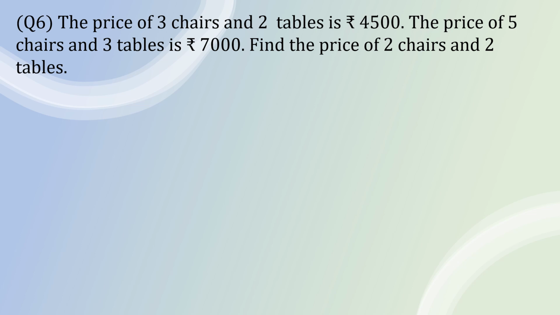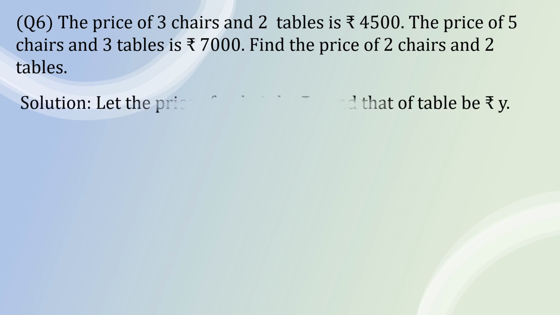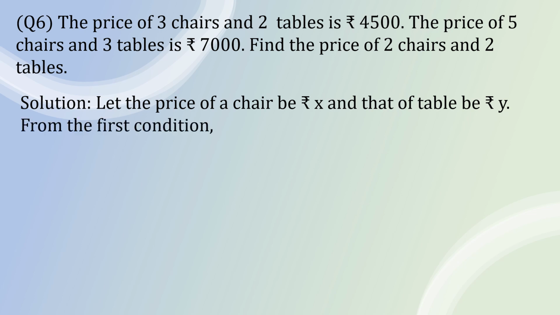But our first condition is given that price of 3 chairs and 2 tables is rupees 4,500. And second condition is, students, price of 5 chairs and 3 tables is rupees 7,000. So first let's assign the variables to chair and table. So solution, let the price of a chair be rupees X and that of the table be rupees Y. So from first condition, what will become? Chair you have given X. So it is given 3 chairs and 2 tables. So according to first condition it will become 3x plus 2y equal to 4,500.